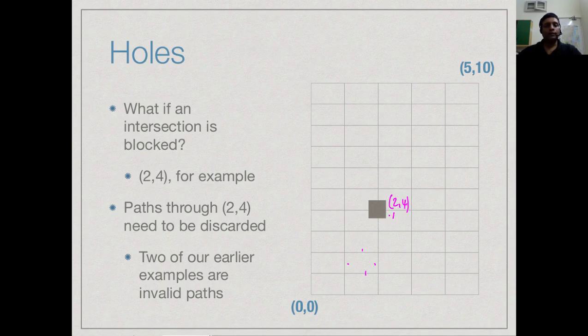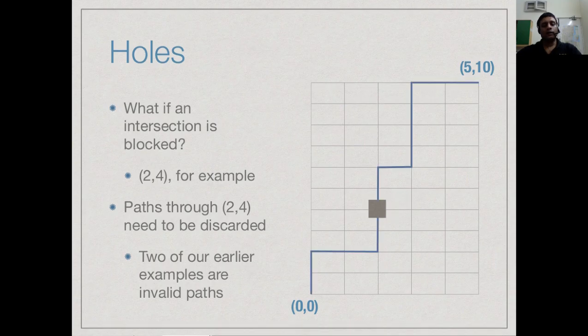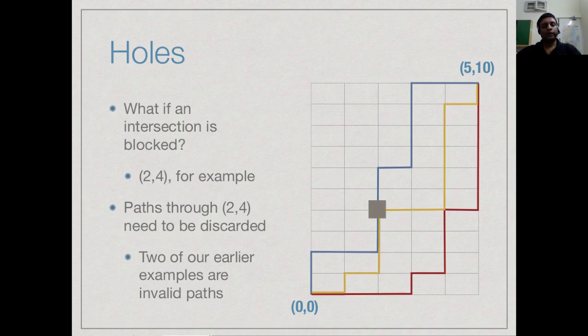So any path that goes through 2, 4 should not be counted among the valid paths from 0, 0 to 5, 10. So the blue path that we had drawn before actually goes through this intersection. So this path is no longer a valid path. The red path is okay because it bypasses it, but the yellow path unfortunately also goes through this intersection. So of the three paths that we had seen so far, two actually don't go through.